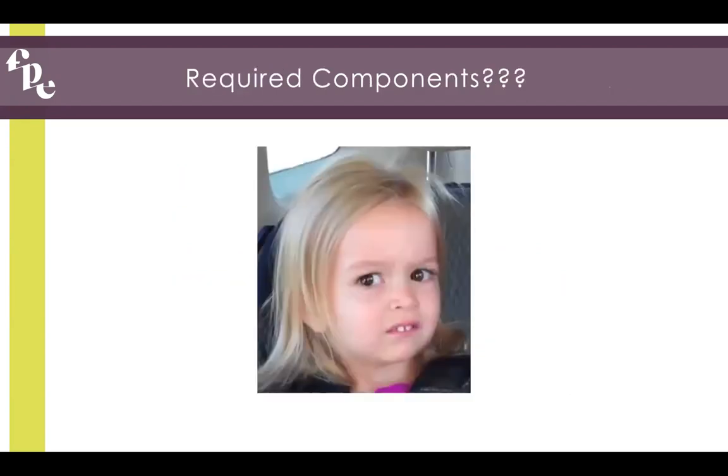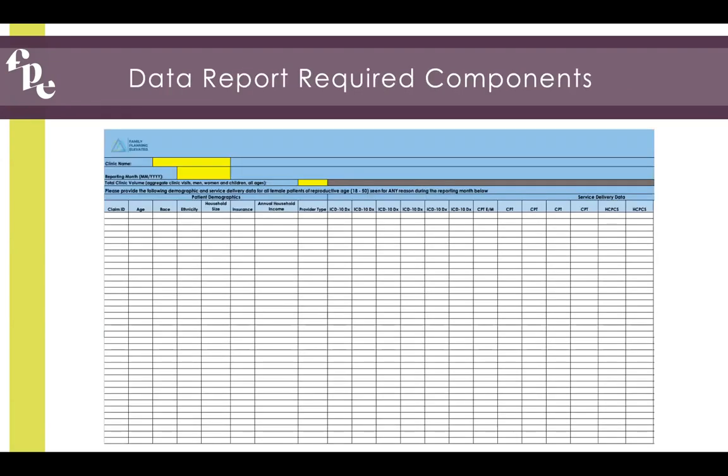So what are these required components? This might look familiar. This is the template that your clinic will submit with your application, and if selected for cohorts 2 and 3, that your clinic will submit on a monthly basis detailing service delivery data.